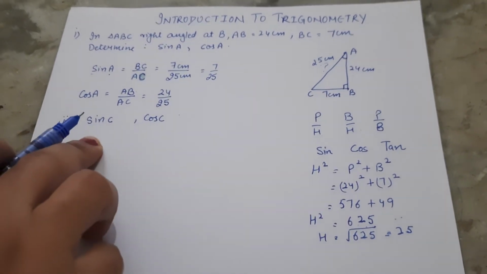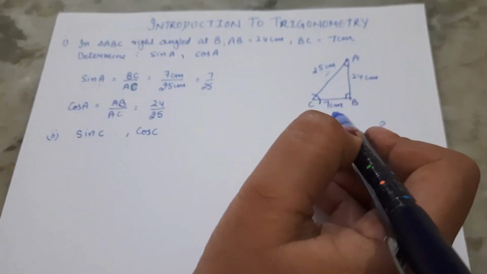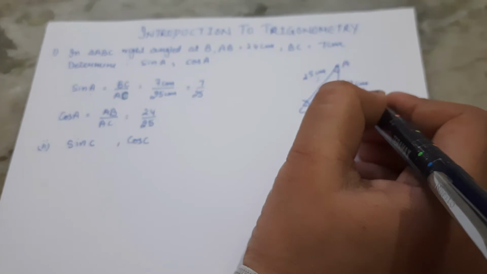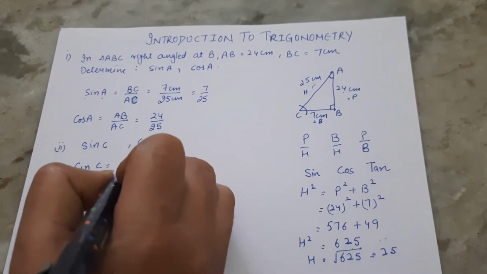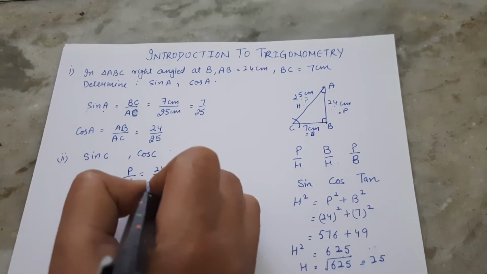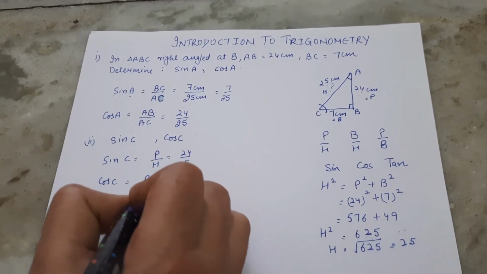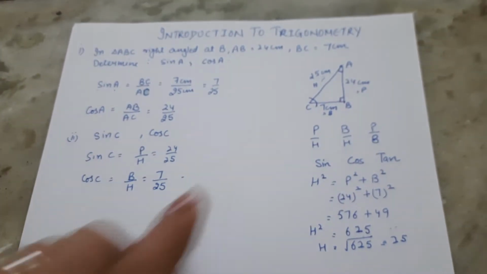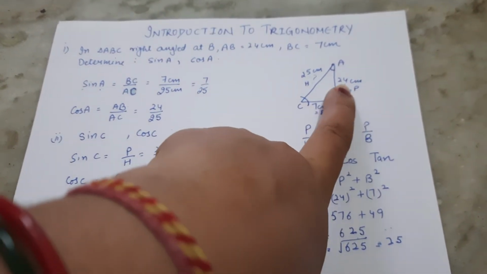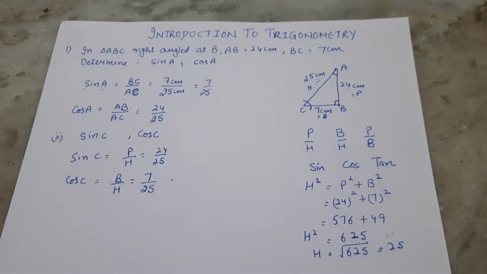If we are taking sine C, it is easy now. In front of this C, this is a perpendicular, this is our base and this is our hypotenuse, right? Now it is easy to find. Sine C is equal to perpendicular over hypotenuse, so 24 by 25. Similarly cos C is base upon hypotenuse, so it's 7 by 25. If we are taking angle C, in front of it is the opposite side and this one is the adjacent side. In this way we can find it very easily.